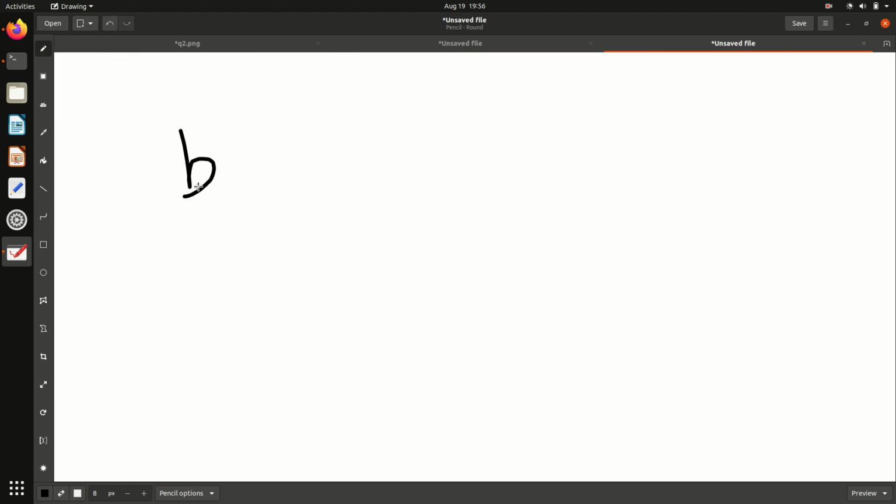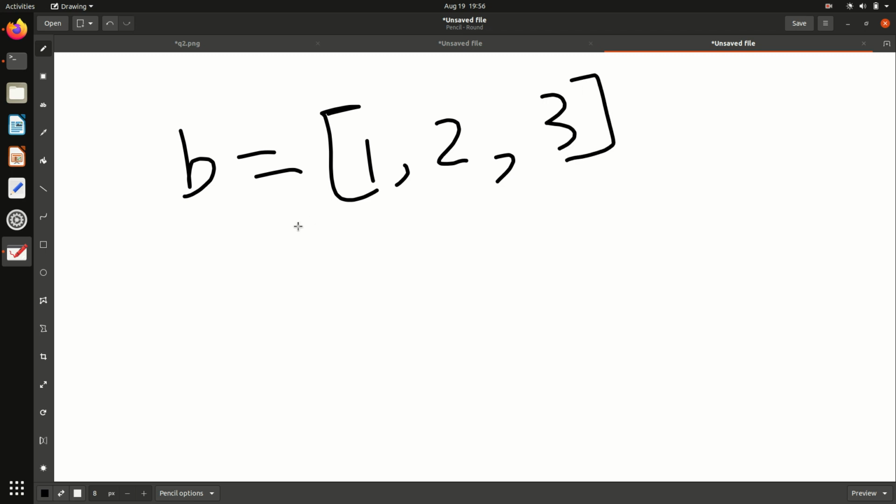So let us say initially B is like this, 1, 2 and 3. Now initially this is B. Now how will we make a while loop? Because we have to make a while loop such that we keep changing this position of B until the same thing comes back.